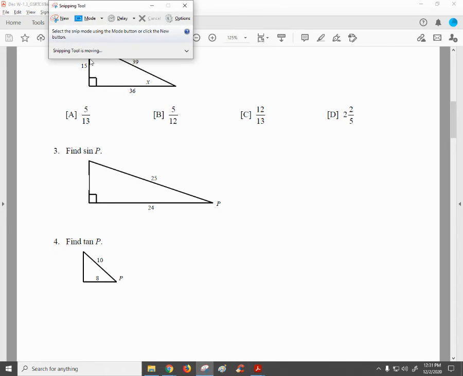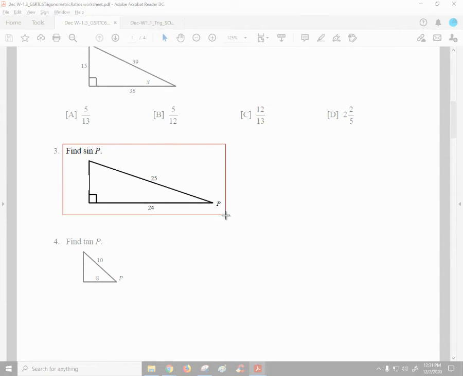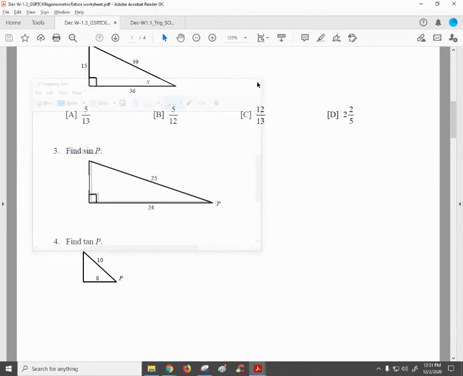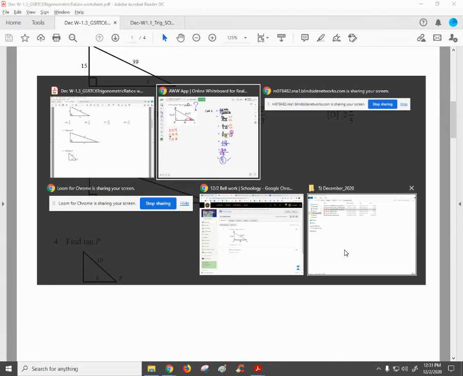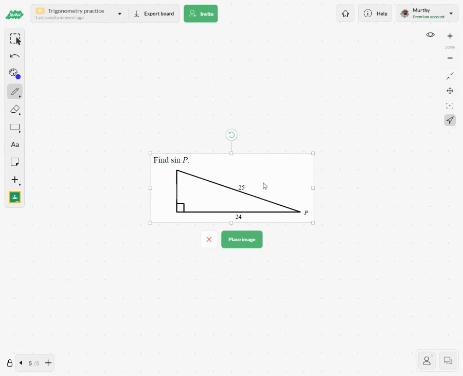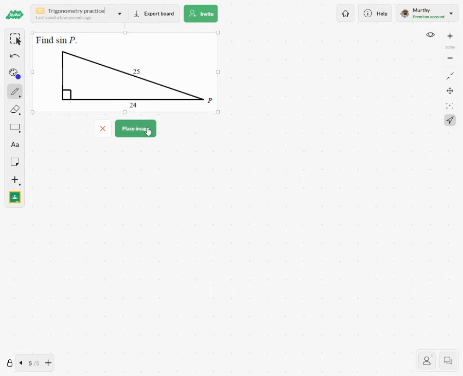Here, let me take one of these. Let's say that this seems to be a little harder, because numbers are a little, well. So this is another model. Find sine P. It looks so simple.